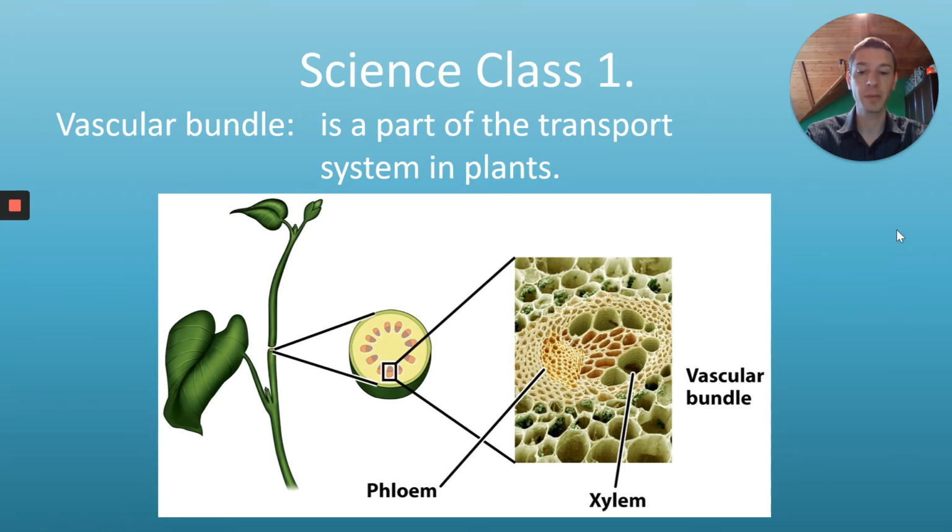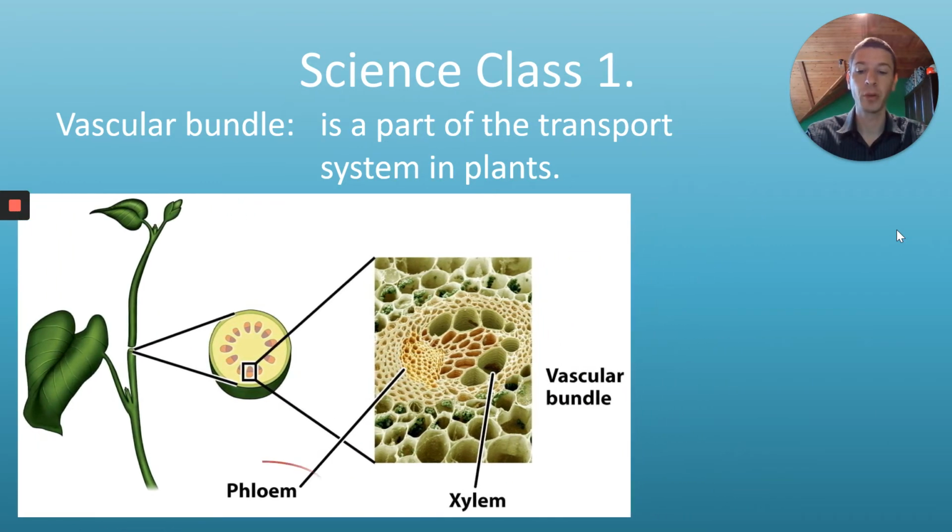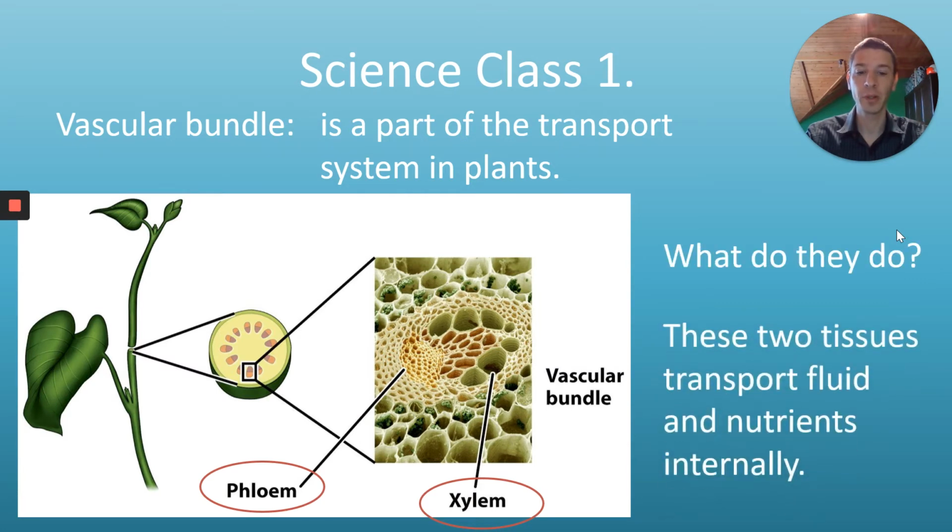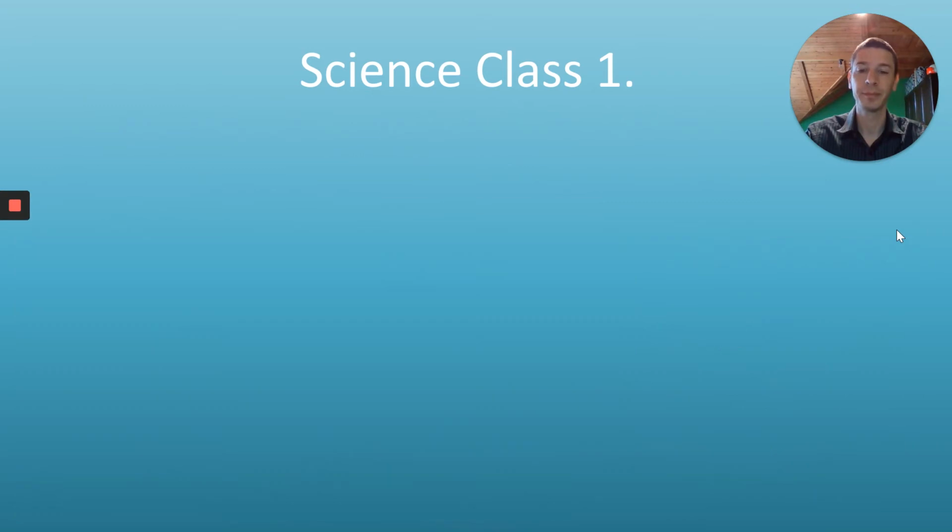There are two types. We call them phloem and xylem. They have separate roles in the plant's life. These two tissues, phloem and xylem, transport fluid and nutrients internally inside the plant. Now, what kind of transport do they do?